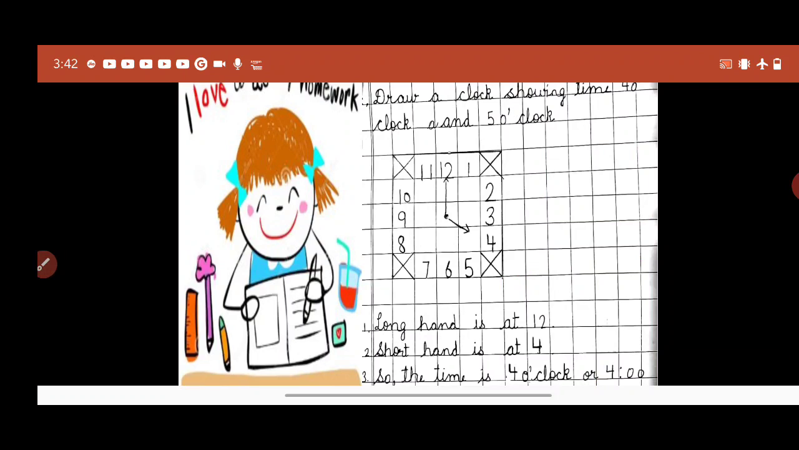So children, I hope you've understood the concept of reading o'clock and the concept of time. Do all this work in your notebook and your book neatly.